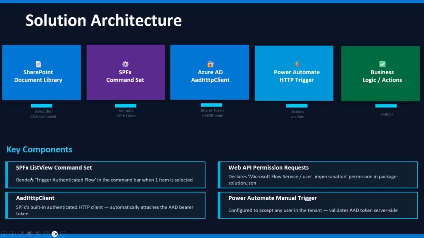Now, the key components in the solution: we have the SPFx ListView Command Set. We are using Microsoft Flow Service under the user impersonation permission in package-solution.json. We are using AadHttpClient, which automatically injects the bearer token behind the scenes. We don't have to use MSAL. And then the Power Automate manual trigger gets triggered.